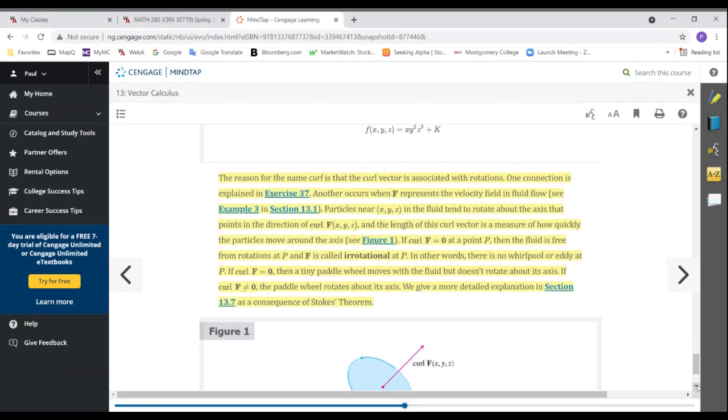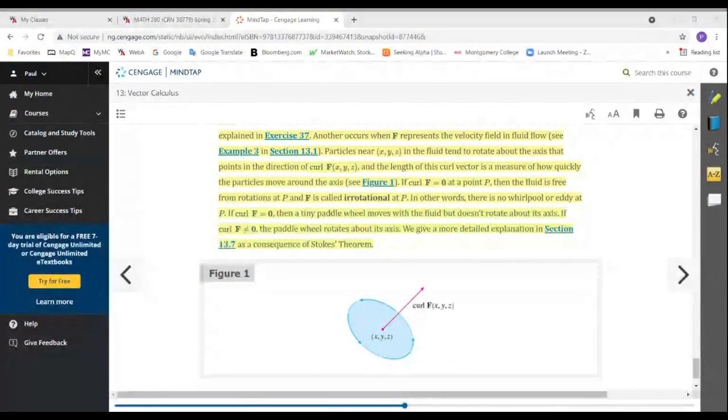Okay, so that's what they have below here in figure 1. Here you have a point (x, y, z) located in a vector field F, a velocity field. Look at the rotation of that field in figure 1, and the curl vector, which is a vector, forms an axis that the particles rotate around.